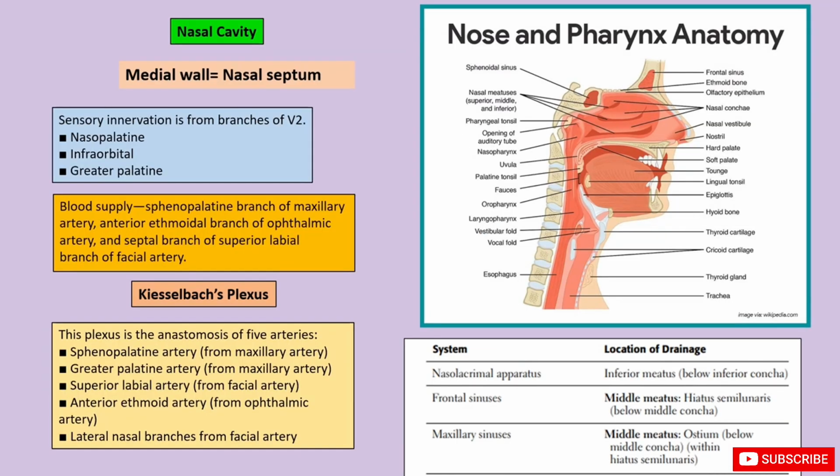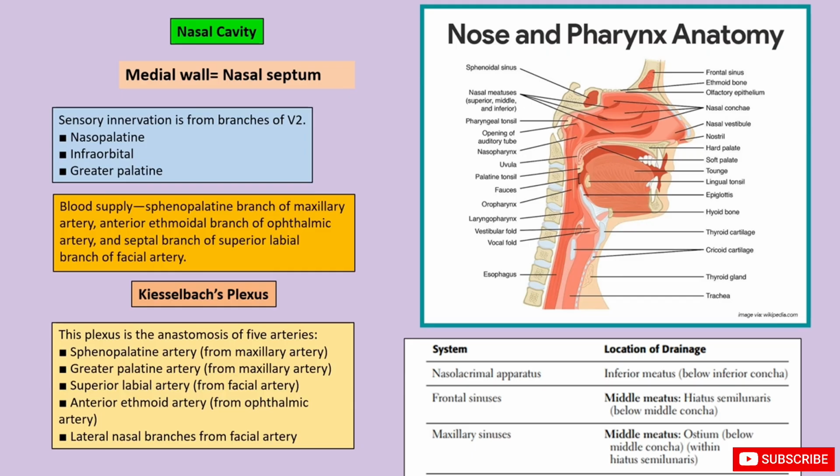Now we can see the nasal cavity. So sensory innervation of the nasal cavity is from branches of V2, that is maxillary division of trigeminal, nasociliary, infraorbital, and the greater palatine. And the blood supply is from sphenopalatine branch of maxillary artery, anterior ethmoidal from ophthalmic, and septal branch of superior labial. You can see different boundaries of nasal cavity, but the medial wall of the nasal cavity made up of nasal septum, as we know, that is the most important.